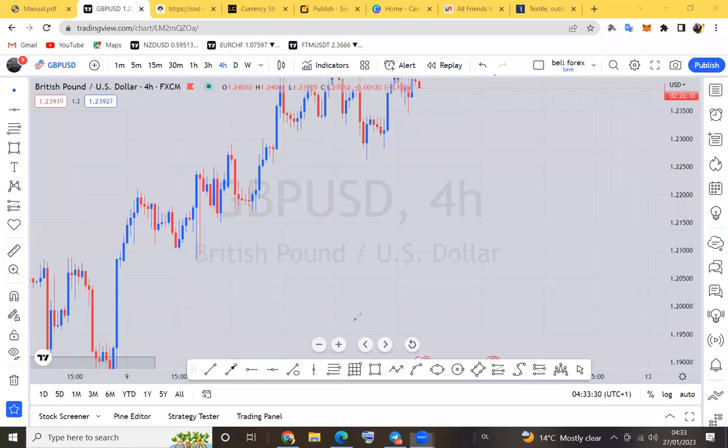So let's start by putting a wave on our chart. For example, this is a wave. This is the inertia, and this is the terminal of the wave.